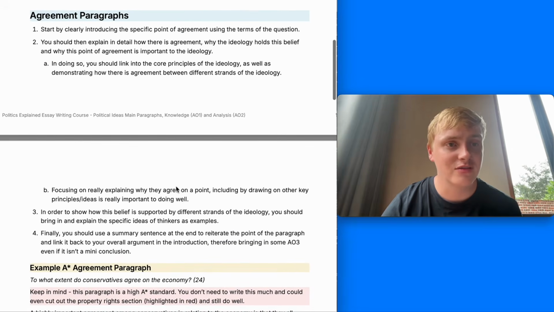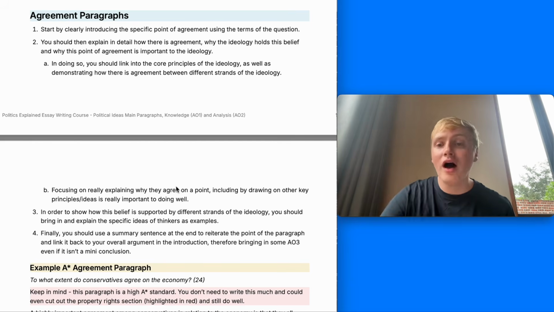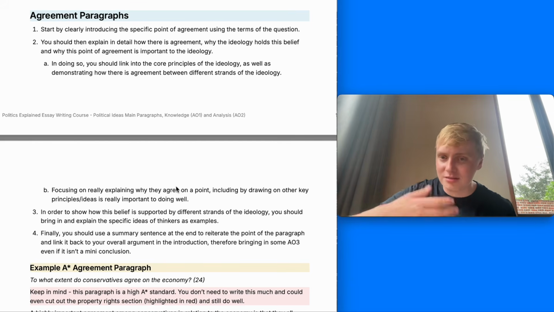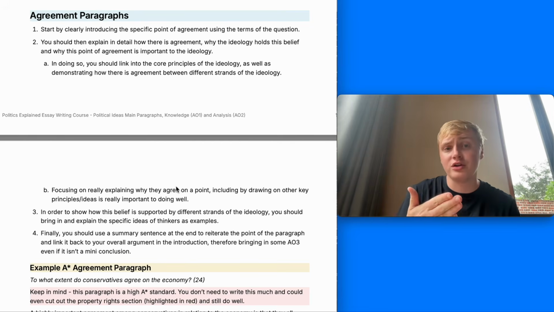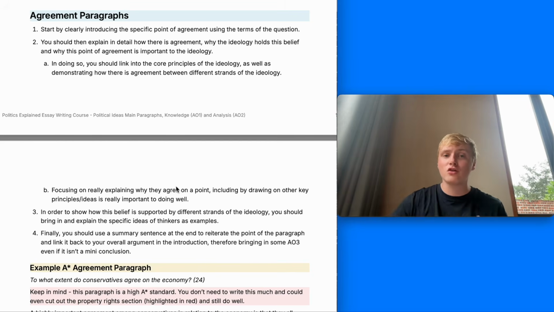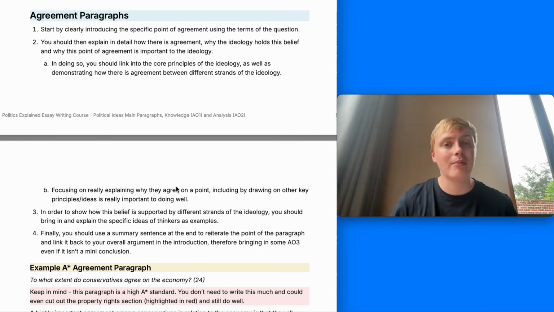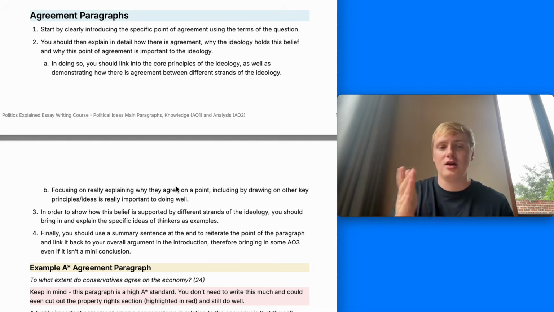So we can first have a look at agreement paragraphs, and effectively what you're going to want to do is start by clearly introducing the specific point of agreement using the terms of the question. You should then explain in detail how there's agreement, why the ideology holds this belief, and that's where you can get some of that detail in. Explain why this point of agreement is important to the ideology. And in doing so, you should link into the core principles of the ideology, and that's really important, especially for these agreement paragraphs, as well as demonstrating how there's agreement between different strands of the ideology.